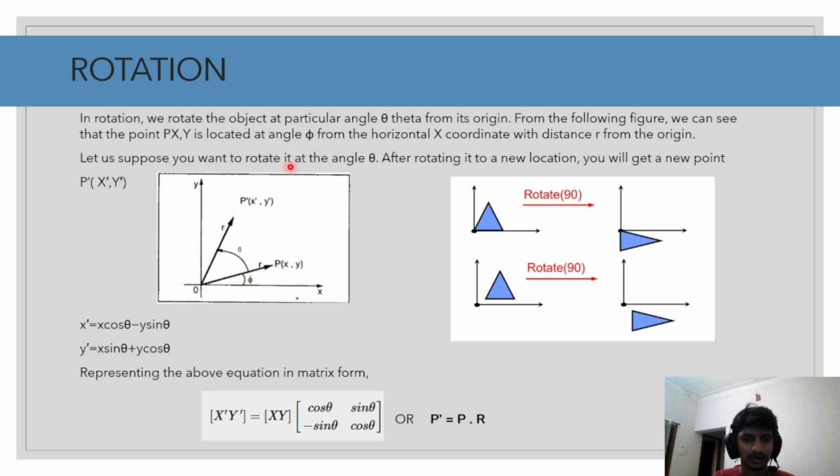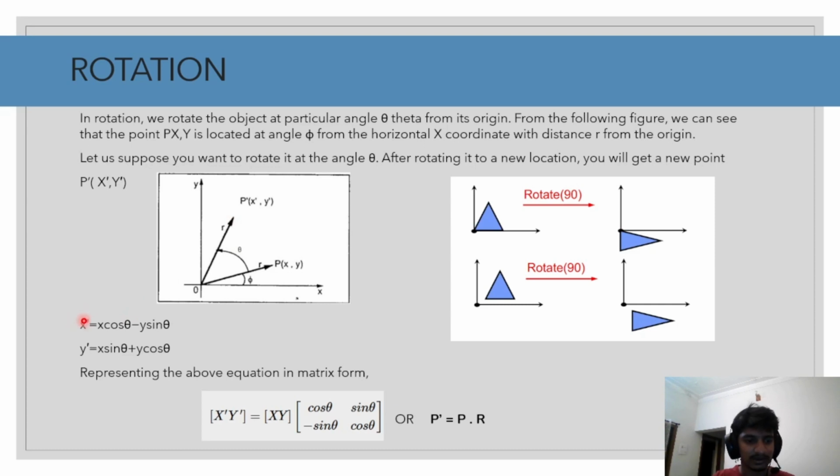So let us suppose you want to rotate it at the angle theta. After rotating it to a new location, you will get a new point P dash, that is x dash comma y dash. So here, as you can see, the radius is constant when it's rotating, and so it rotates. That is, it adds on to theta. So the new phi would be theta plus phi, and this is the point after rotation.